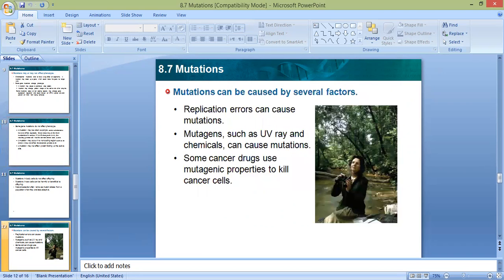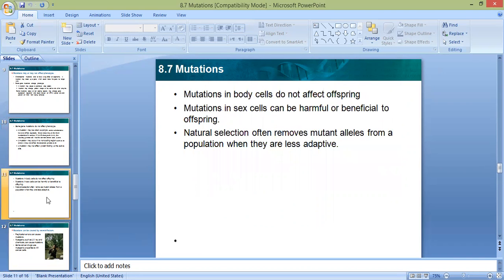And sometimes a mutation may not affect protein folding or the active site of the enzyme, and it doesn't affect its function as well. We said that mutations in body cells don't affect offspring, it just affects the person or the organism itself. While mutations in sex cells can be harmful or beneficial, sorry, to offspring.